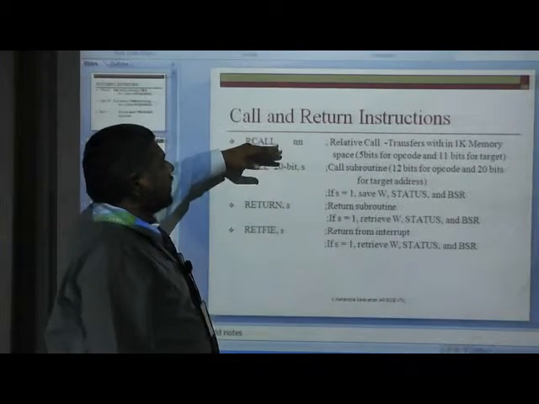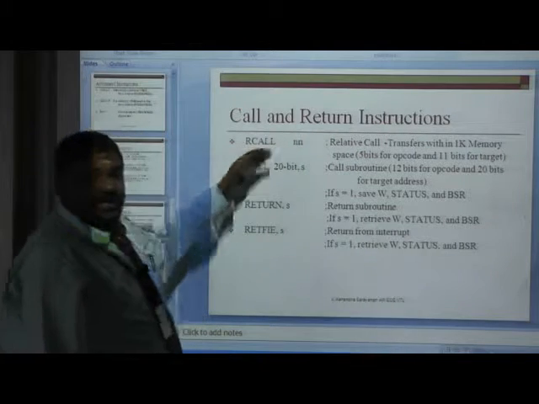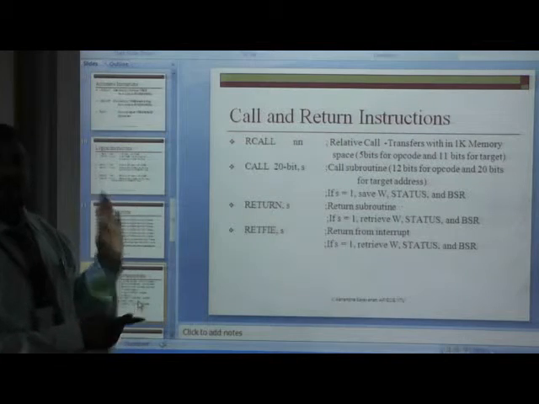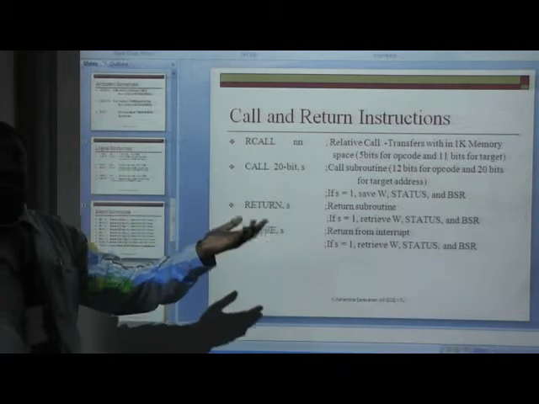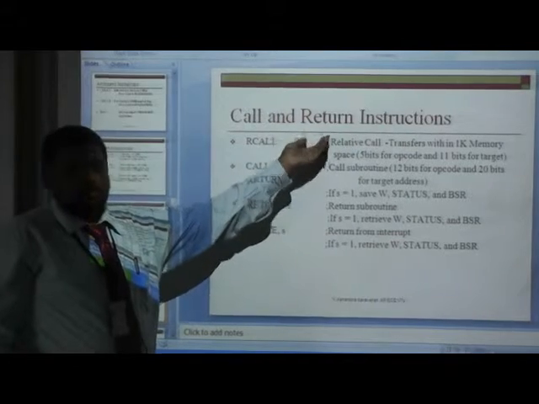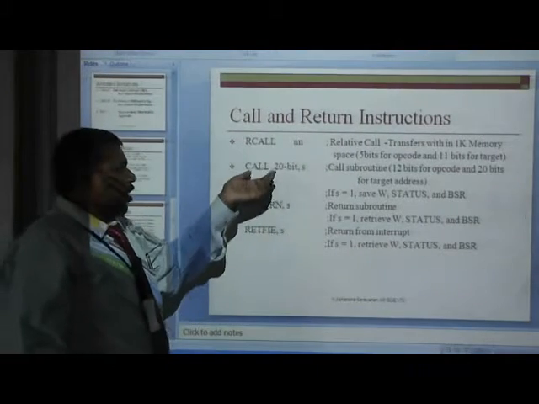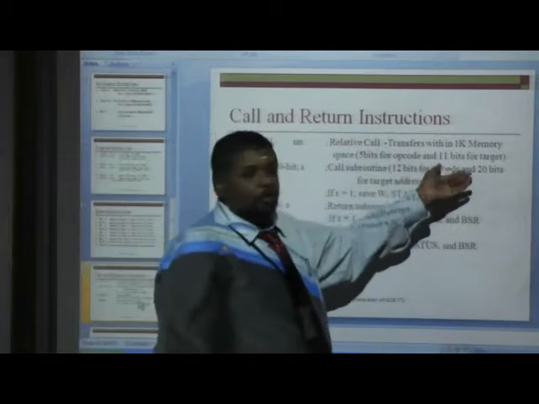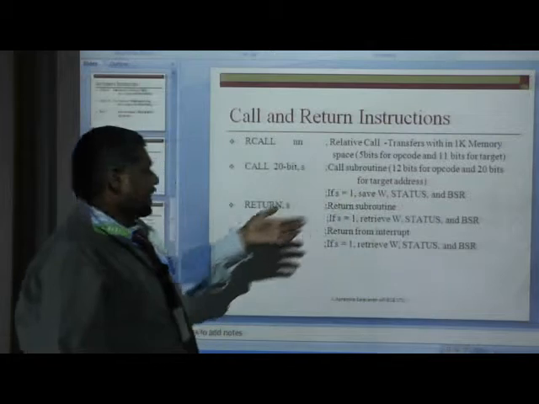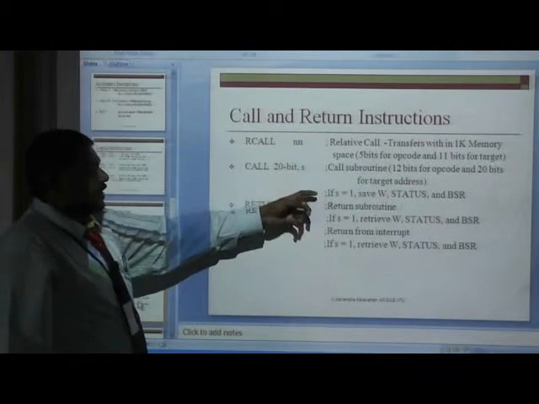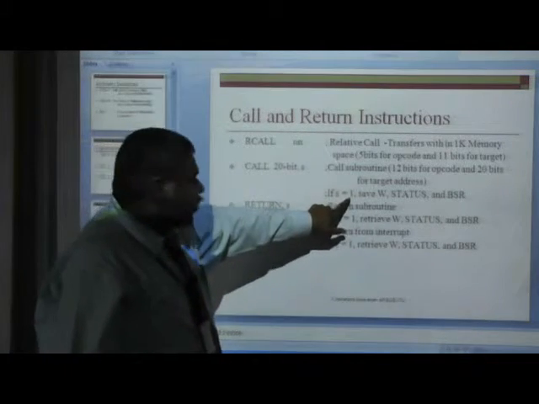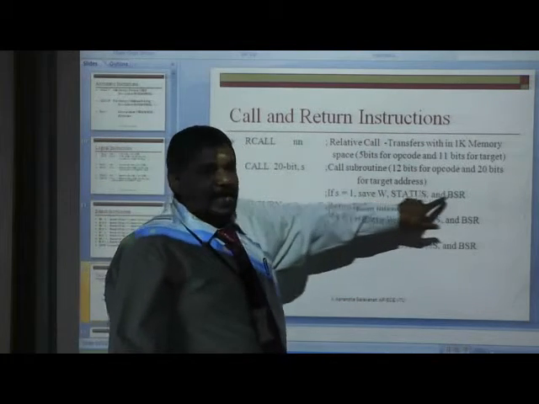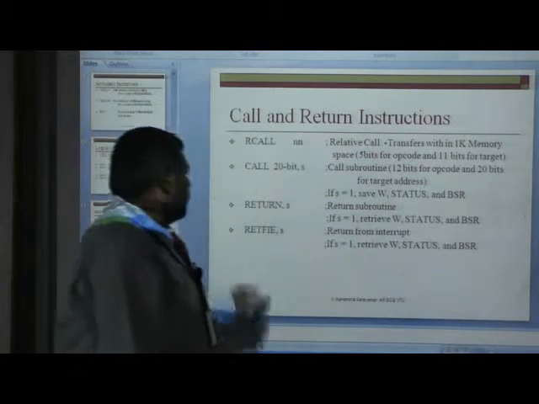Next one is when the particular instruction is executed, it acts as a push instruction where the program counter is pushed into the stack and the target address is moved to the program counter. CALL with 20 bits is a normal subroutine, where 12 bits are used for the opcode and 20 bits for finding out your target address. Here, comma S represents the value. If S is equal to 1, we save the W register, status register and the BSR register.